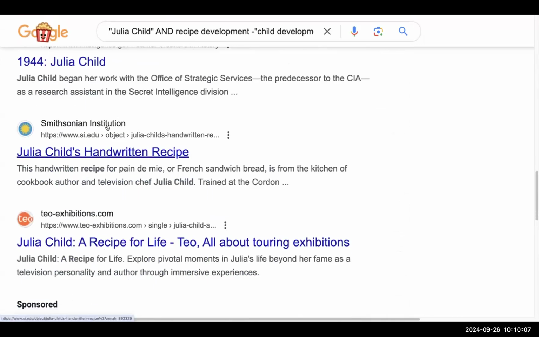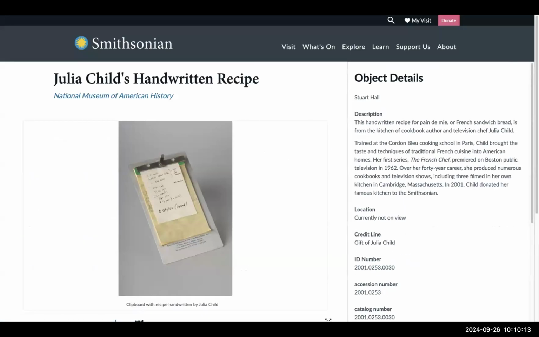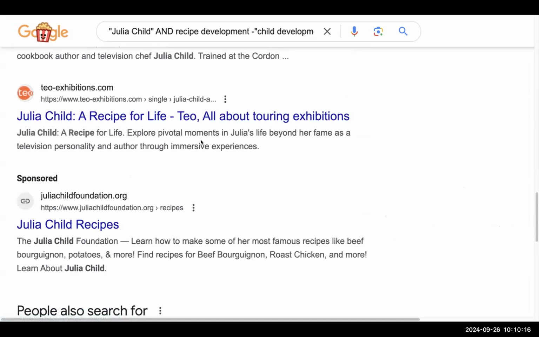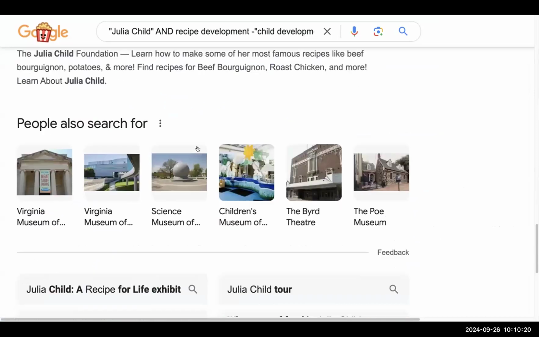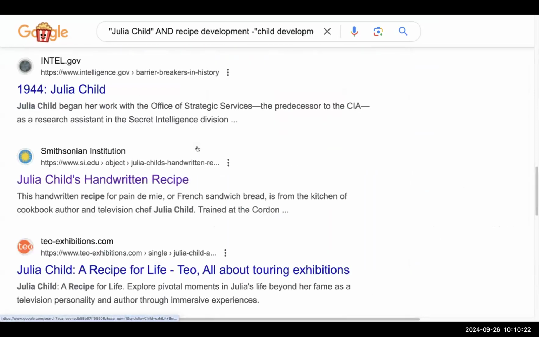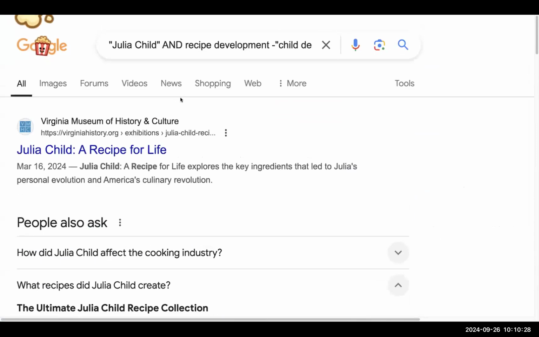Oh, so this one's cool. The Smithsonian is a national museum, and they have a handwritten recipe from her. They actually have her thing, not just an explanation. So the development part might be a little hard in terms of her. I'm not sure. They say what she did, but it doesn't really say how she did it, which I think is what you're trying to get to, right? The how.